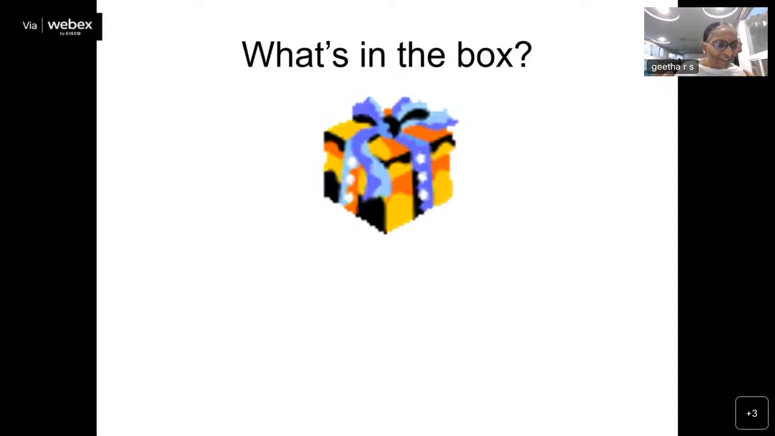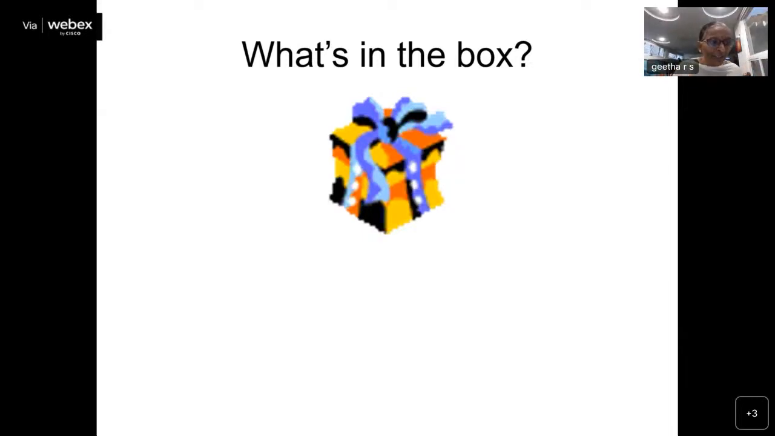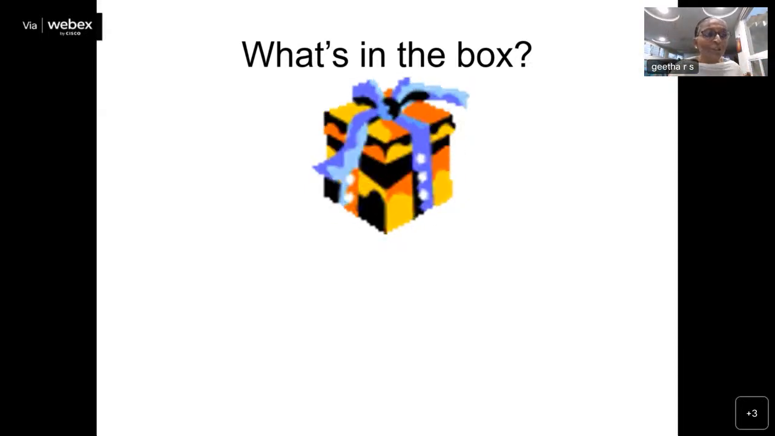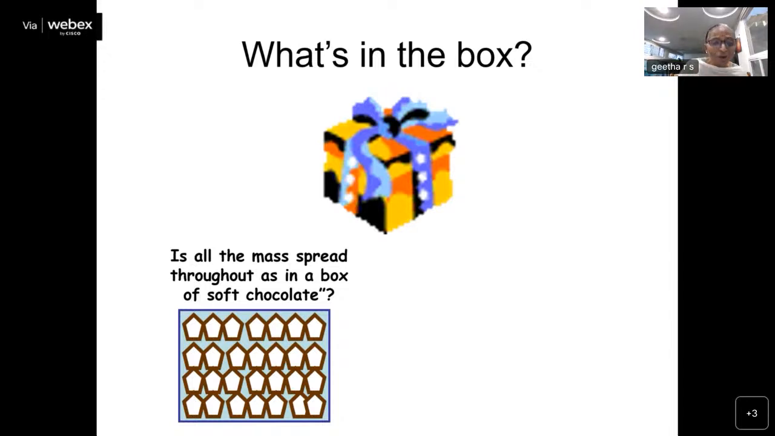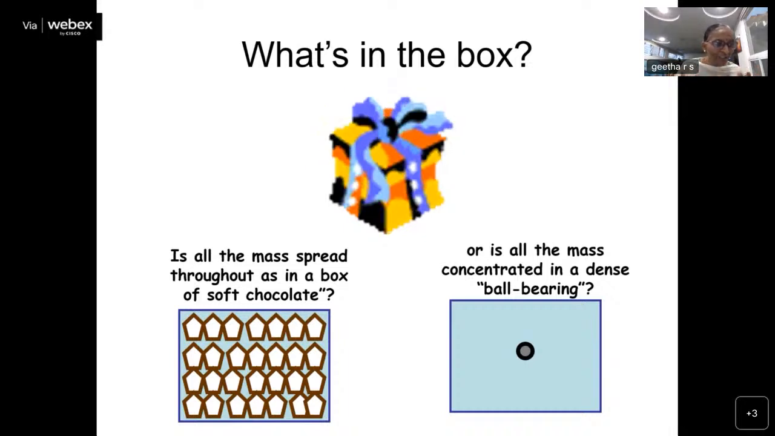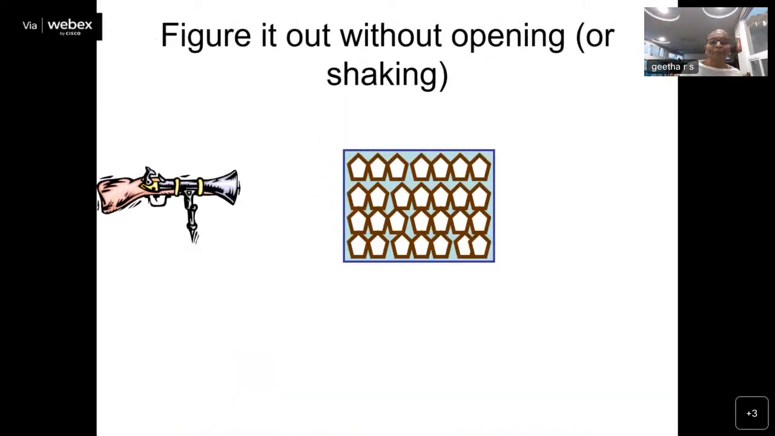You see, it is like that. You are blindfolded. You touch something, and you try to imagine how it should be, suppose it is making some noise and all, to understand what it is. So similar to that, now you will find out what is in this box. Is all the mass spread like soft chocolate, or is it concentrated at a ball bearing, thick and at the center? So you see, your imaginations when you touch that box, when this experiment was done.